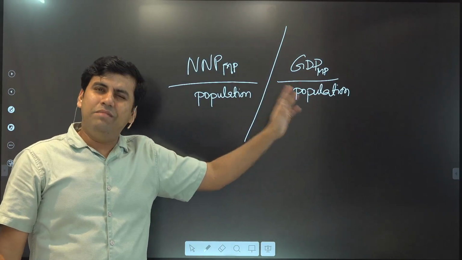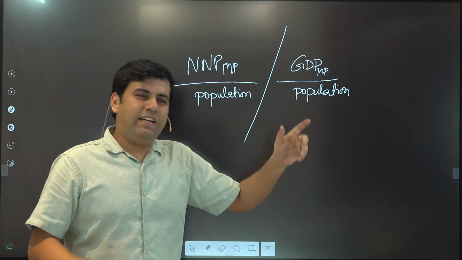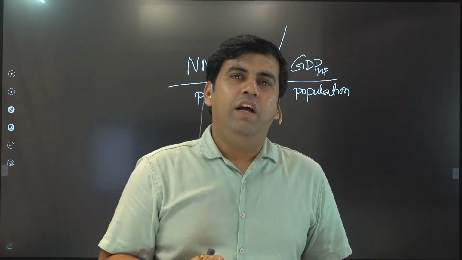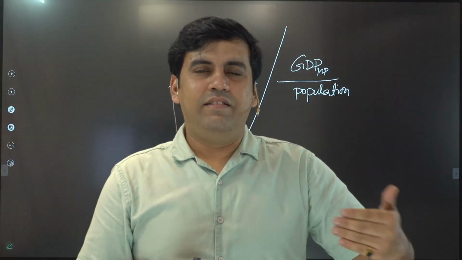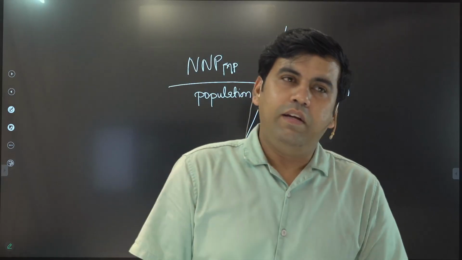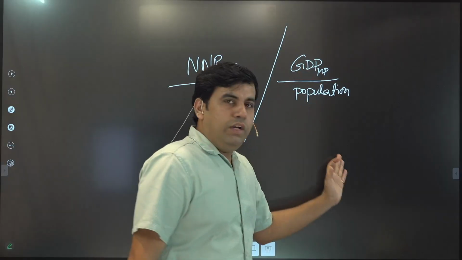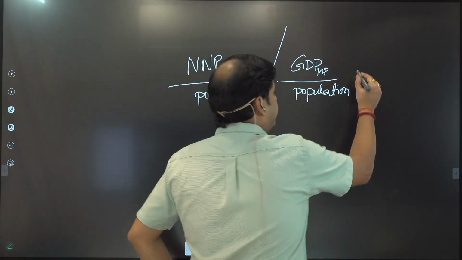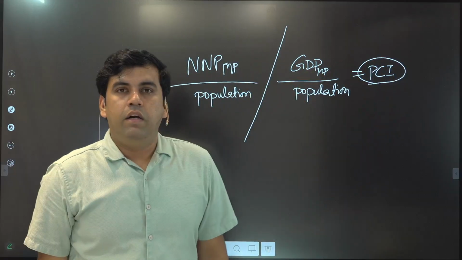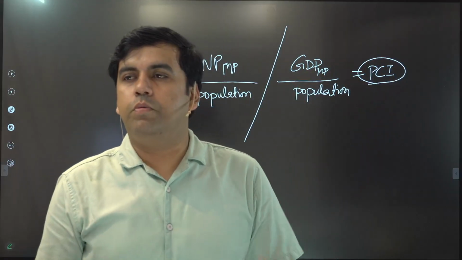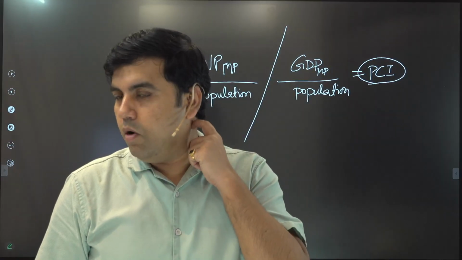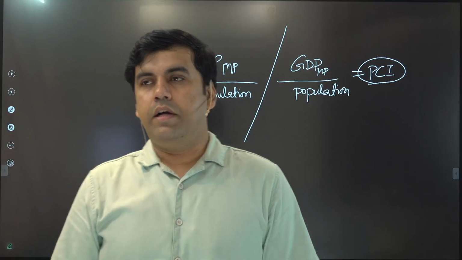Why? Simple. You don't need depreciation and indirect taxes and all those complexities, right? Subtracting the indirect taxes and adding the subsidy. You don't want that kind of complexity. Government will simply say GDP at market price divided by population. That is your per capita income. Simple. So simple. There is no problem in that. Clear? I hope I have made myself clear in this regard.